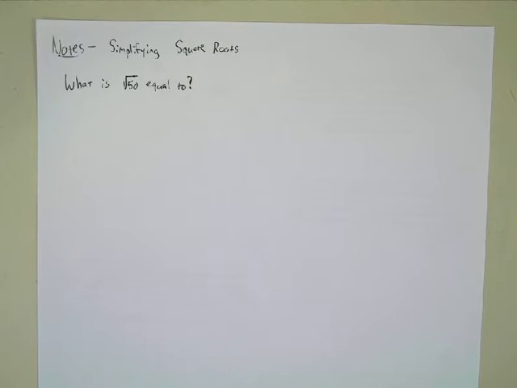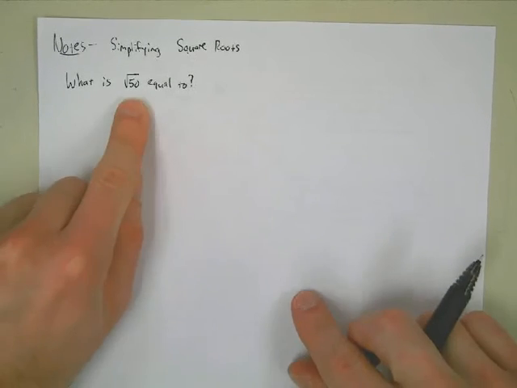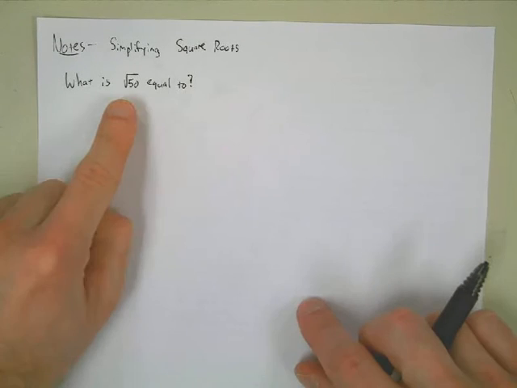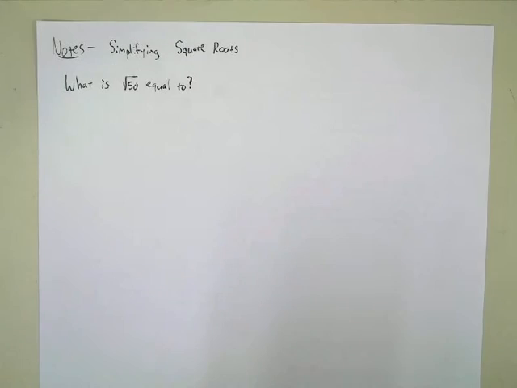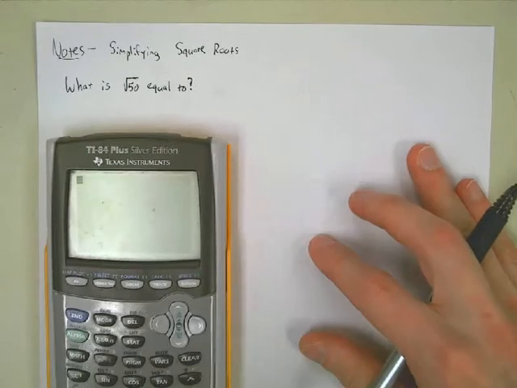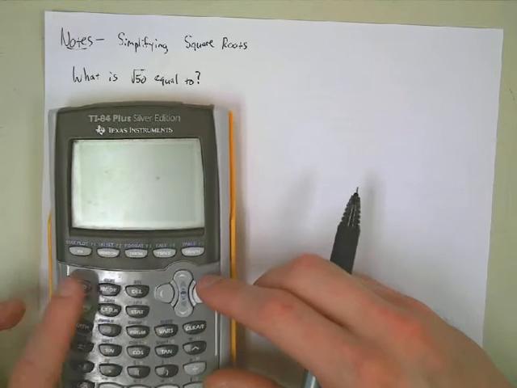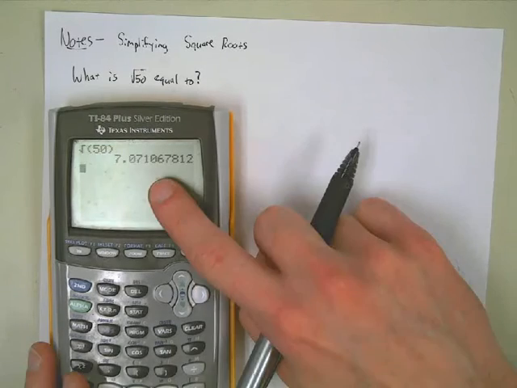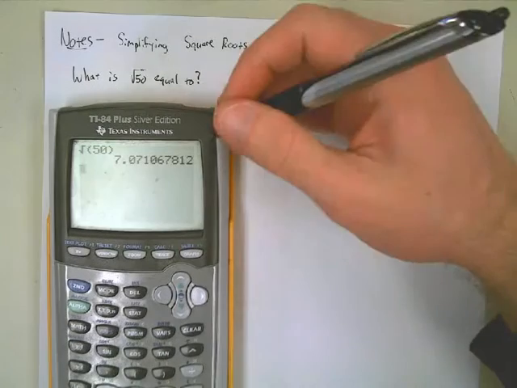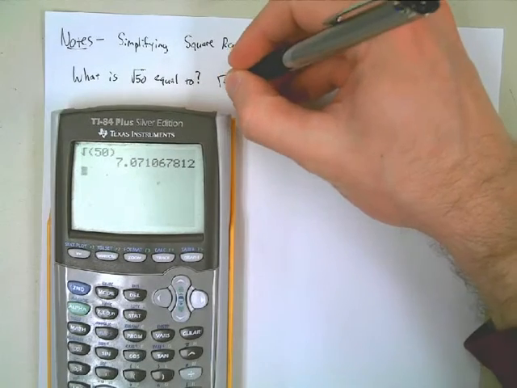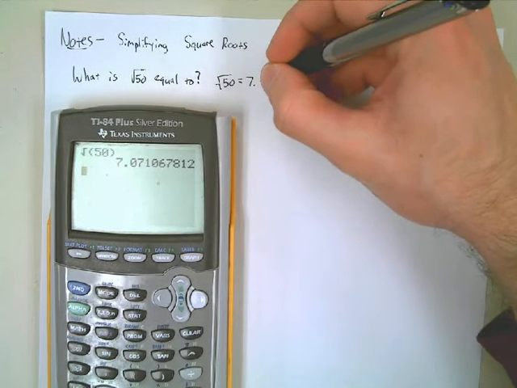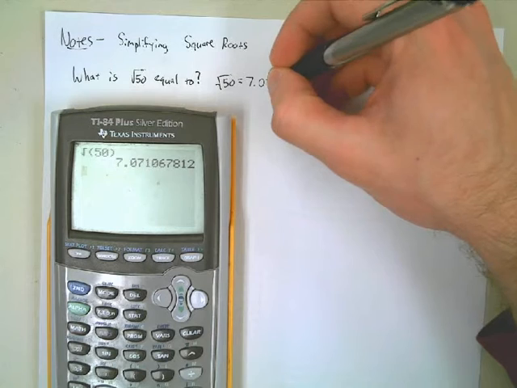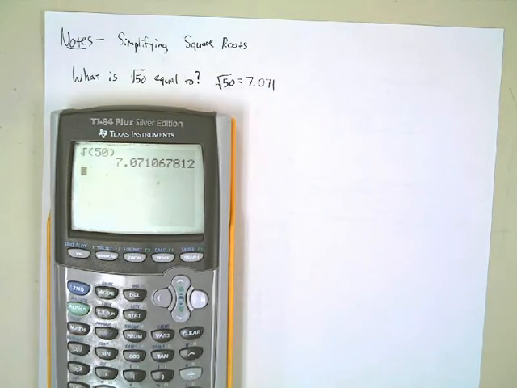Squaring 50 gives 2,500, but we're not trying to square 50. We're trying to find the square root, so we're trying to find what number. Well, it's not a perfect square, is it? If I go to my calculator and type in the square root of 50, I get this decimal. We could say, not wrongly, that the square root of 50 equals 7.07, we'll say.